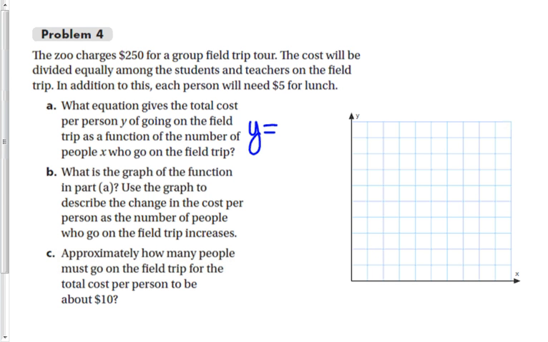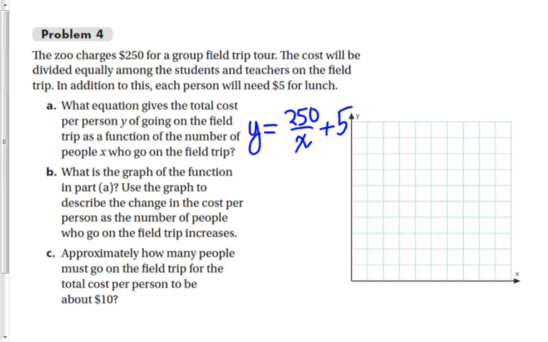So x is the number of people. It costs $250 for the group, so we need to divide that by the x people. So we're going to put $250 divided by x. But each person will need $5, so we're going to add 5 on for each person. So the cost per person is $250 divided by x plus $5.